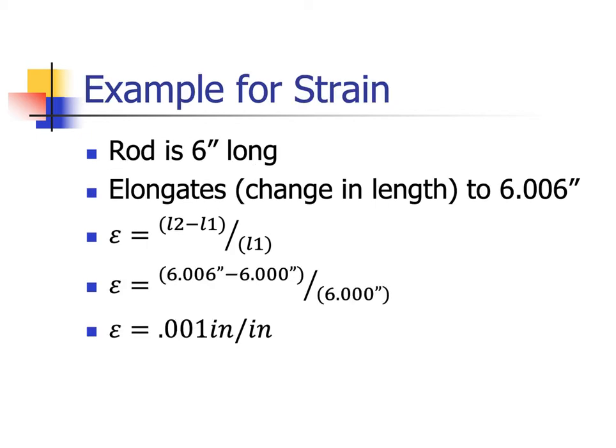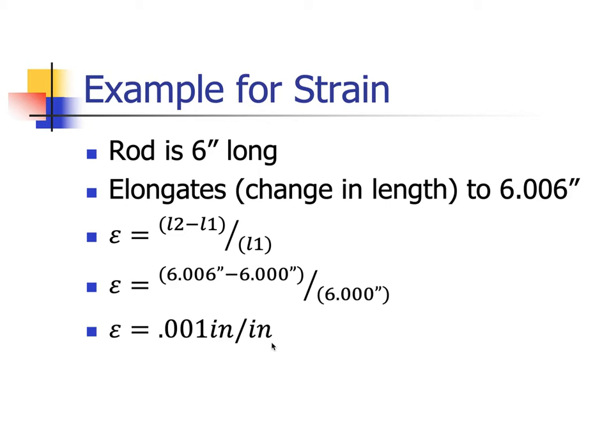So let's do an example problem here. We have a rod that's 6 inches long, and when we elongate it, it elongates to 6.006 inches. So 6 thousandths of an inch, it increases in length. Notice I'm using the quote marks here instead of inches. Just get used to that. We'll use those interchangeably. It's easier to do the quotes than the inches. Okay, so here's our equation. Again, we substitute in: 6.006 minus 6 over 6. So 1 thousandth of an inch per inch is what the elongation is.